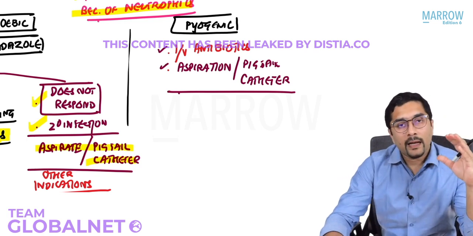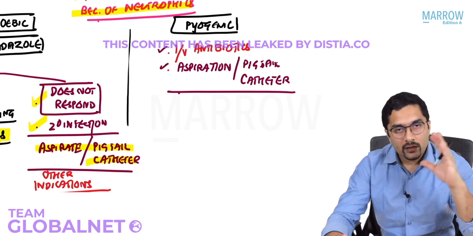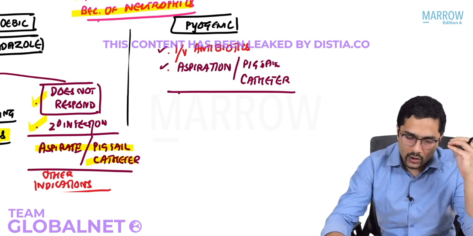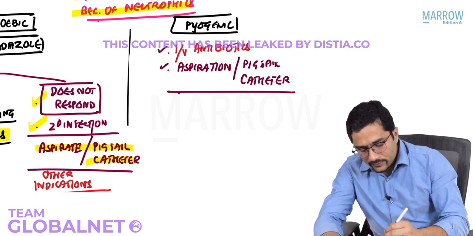So this was about amoebic and pyogenic liver abscesses. It's a very, very important topic. The differences between the two are a constant short note for final year students. So please make a note of that.